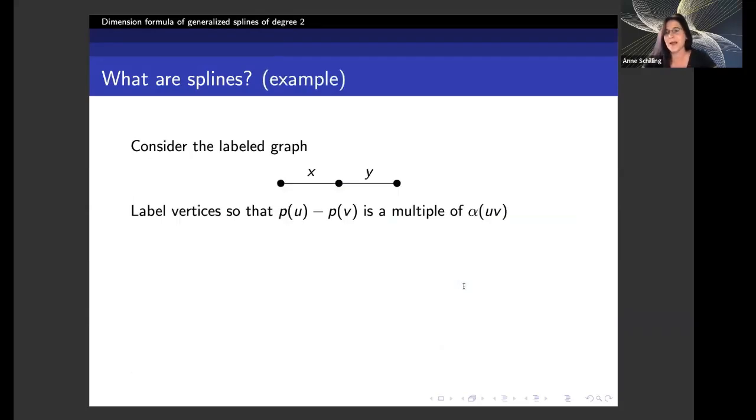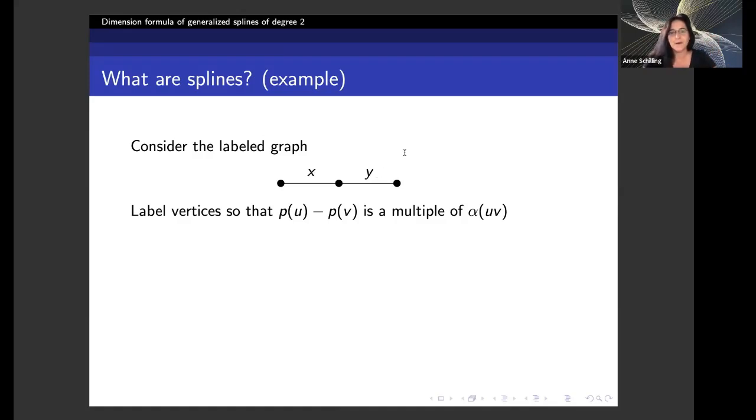Okay, so here's an example of a spline. Here's a super easy graph, basically just a line. It has three vertices and two edges. Then I have to pick a labeling for the edges. As I said before, I'm working over the polynomial ring in two variables, x and y. Here I have picked x for the first edge and y for the second edge. So that's just an edge labeled graph.